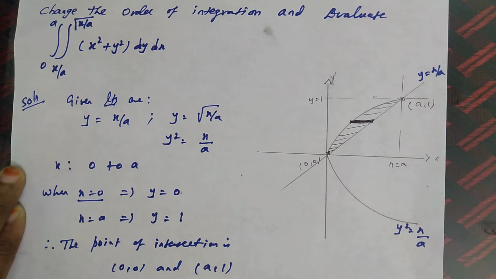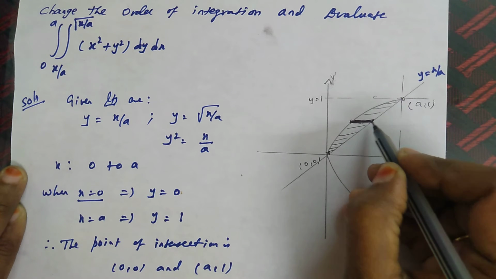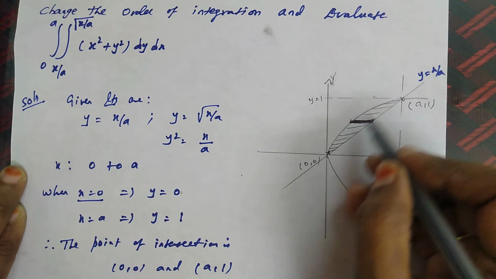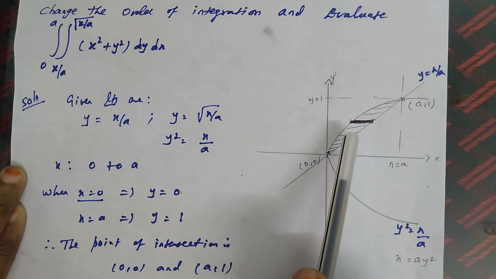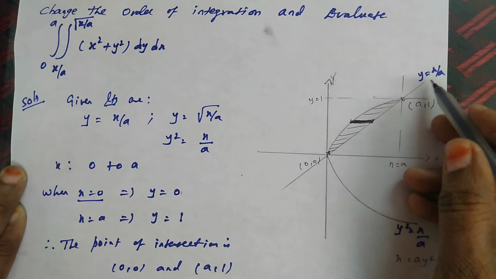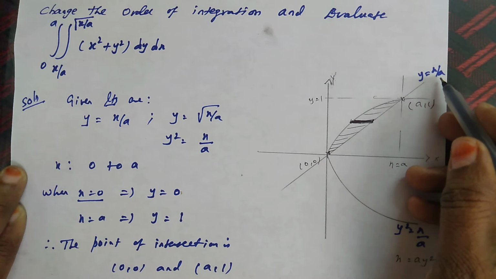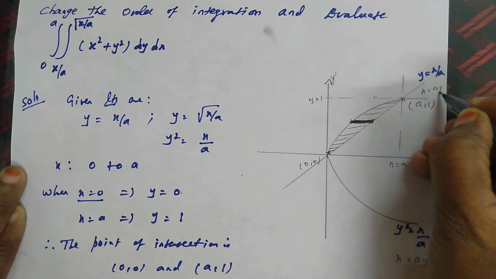So when you are taking a horizontal strip, on the strip, if you take a point, it starts from here and it ends here. So on this parabola, what is our x? x is equal to a y². So for any point on the strip, the x value starts from a y² and ends at the straight line. That means in the line equation, y equal to x/a, what is x? x is equal to a y.